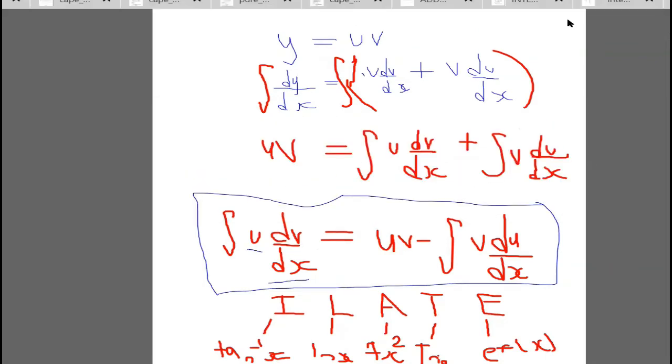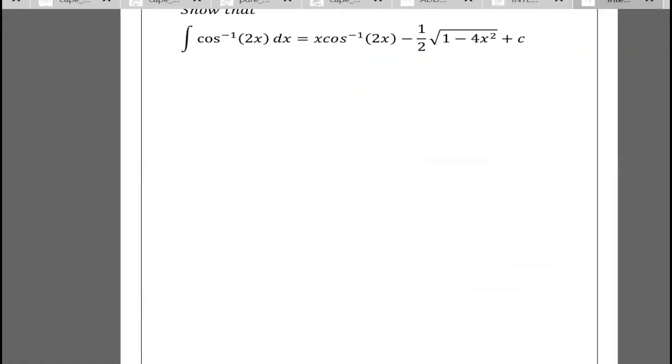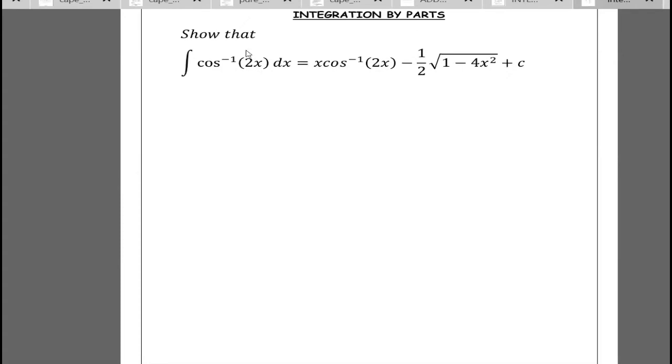So let's look at a by-parts question. It says, show that the integral of cos inverse 2x is equal to x cos inverse 2x minus a half the integral of 1 minus 4x squared.